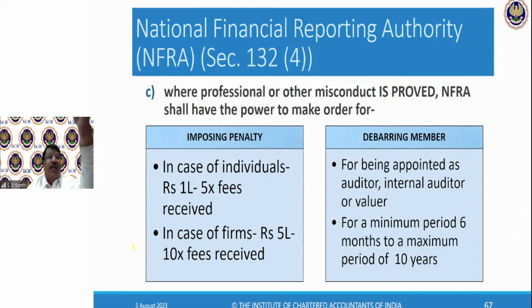Okay. So where a professional or other misconduct is proved, then NFRA shall have the power to make order for imposing penalty. In case of individuals, 1 lakh to 5 times the fees received. In case of firms, 5 lakhs to 10 times the fees. For the member, that person can be debarred from being appointed as auditor or internal auditor or valuer for a minimum period of 6 months to a maximum period of 10 years.